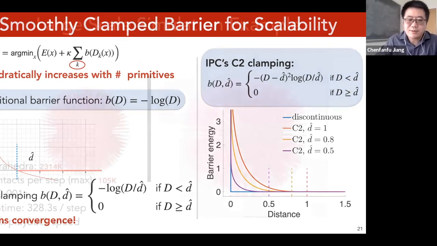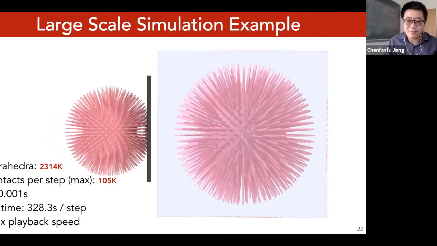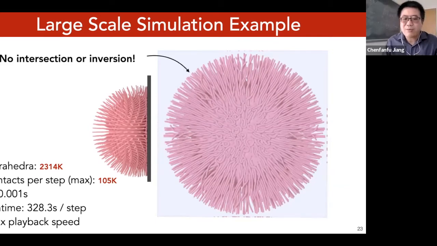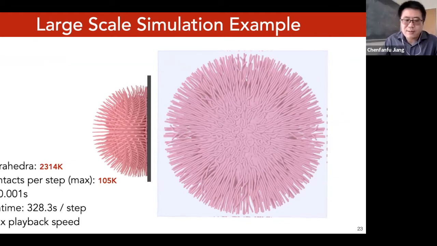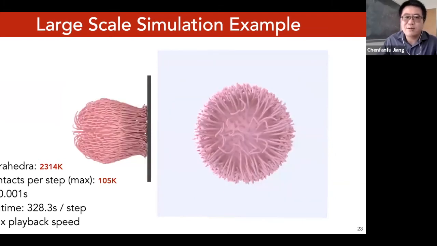Now, this C2 smoothly clamped barrier makes optimization really efficient, because you can skip far away primitive pairs. Here we show our largest scale example. This is made with more than 2 million tetrahedra. And look at how intricate the contact is. None of these deformable tentacles are intersected, and none of the elements are inverted. This simulation costs only around 5 minutes per time step on a single MacBook.